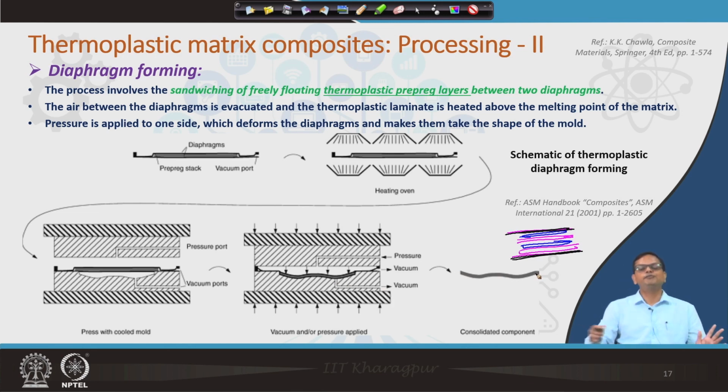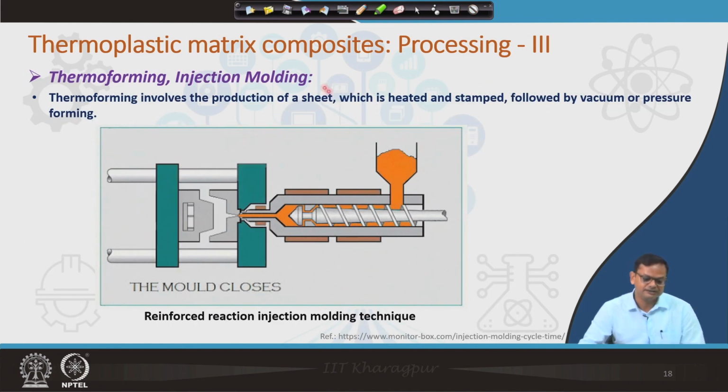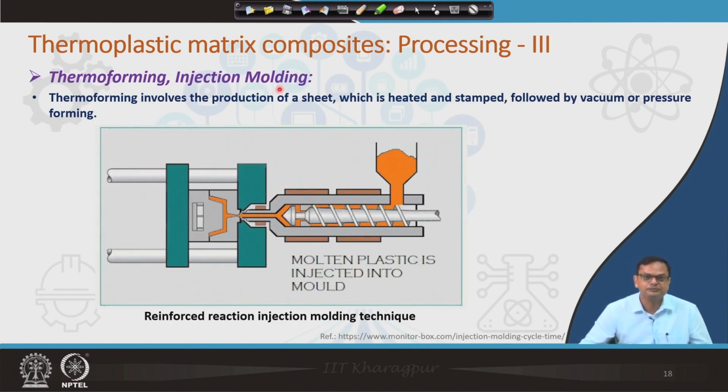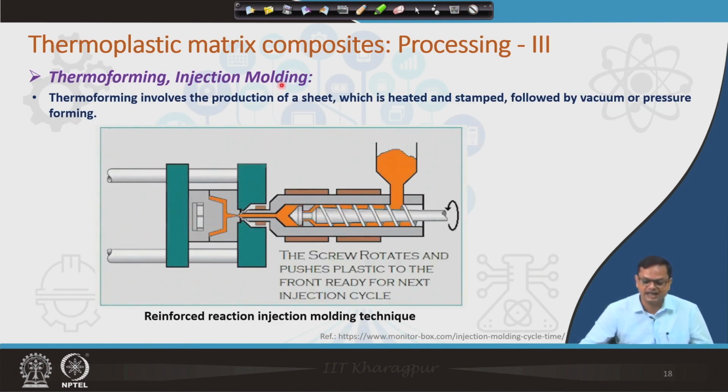So, this diaphragm forming basically is used when you have a complicated shape to be made. Okay. Now, let us move into the next one, and the last one is injection molding. Okay, you can see here how it is happening.